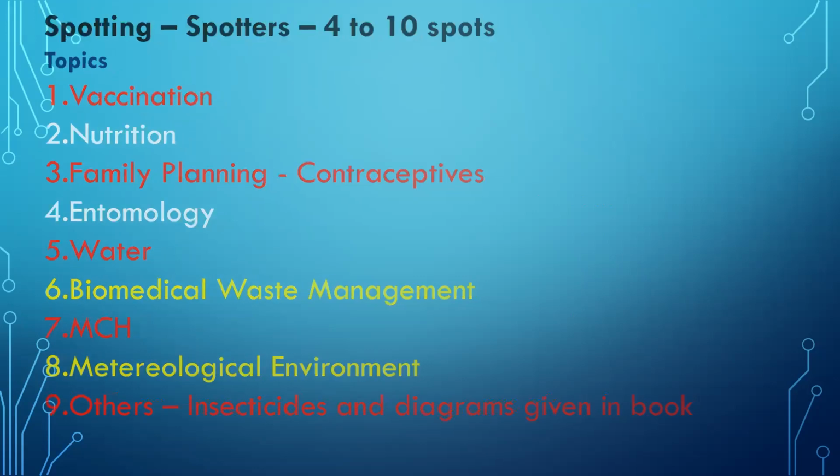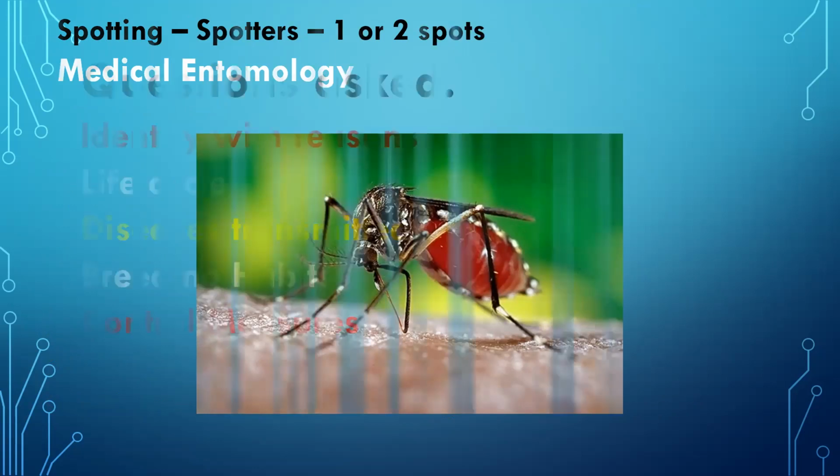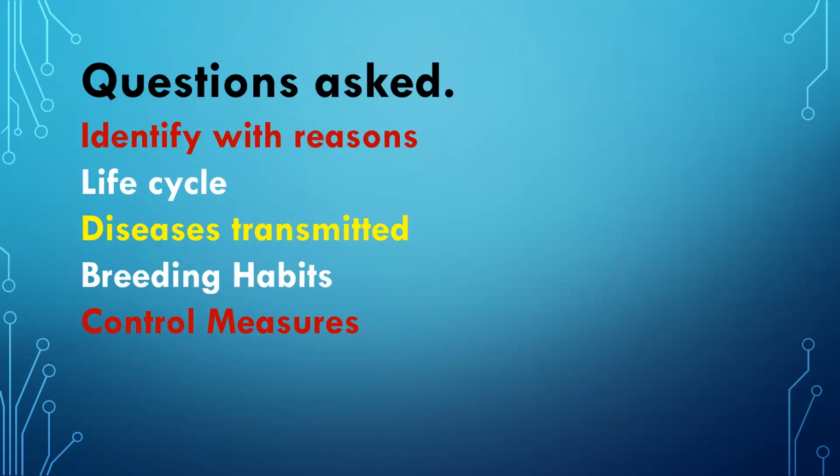So first section is medical entomology. So entomology is nothing but the study of insects of medical importance. So all the insects which are transmitting the diseases are asked in medical entomology. So what are the types of questions asked? First question usually asked is identify with reasons.